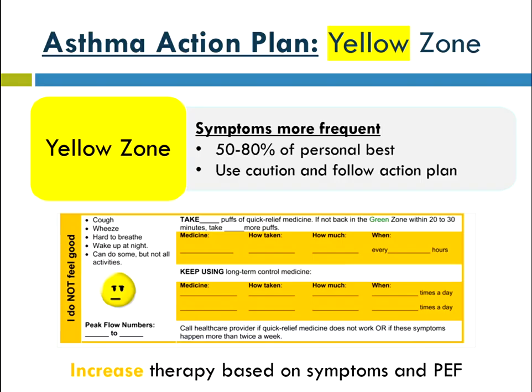Yellow zone, 50 to 80% of their best. The easiest thing to do is to calculate what the yellow zone is, and then green is greater than that, red is less than that. Okay? Save yourself the extra time. With this, they do not feel good. They're coughing, they're wheezing, it's hard to breathe, they're waking up at night. They can do some activities, but not all of them. So we're going to give them instructions on how to adjust their medication at this point. And this is going to be based on their symptoms as well as the number.